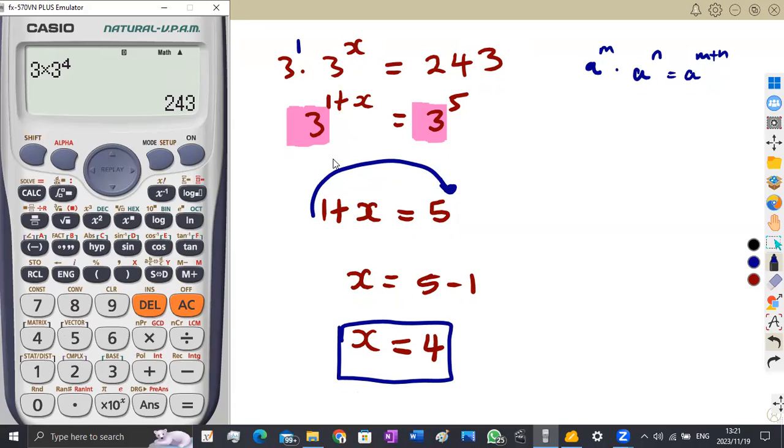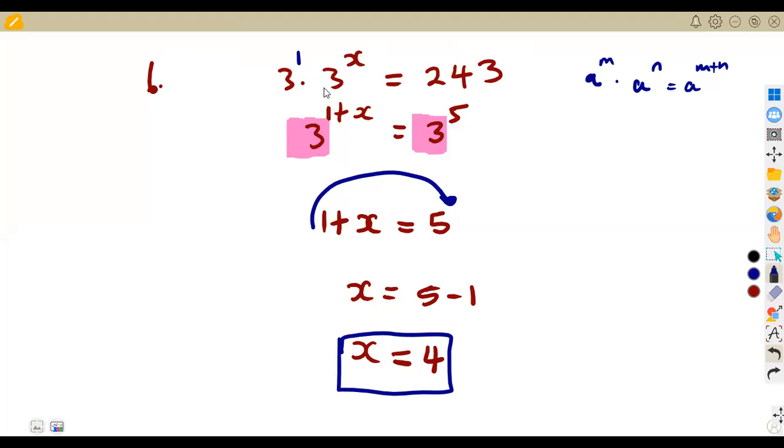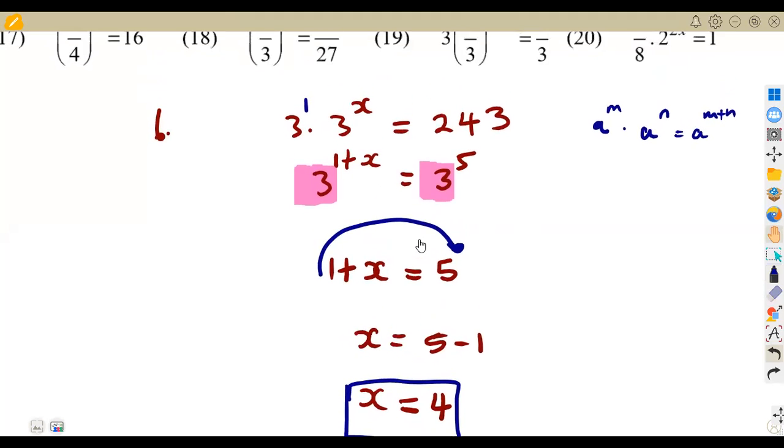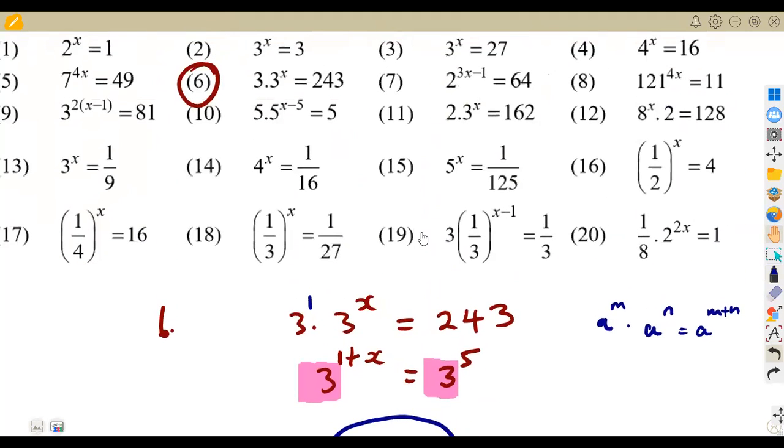So you can prove that your answer is correct by substituting the value of x that you obtain into the equation that you're given and see if it gives you exactly what you have on the other side of the equation. All right, let us consider number 7.